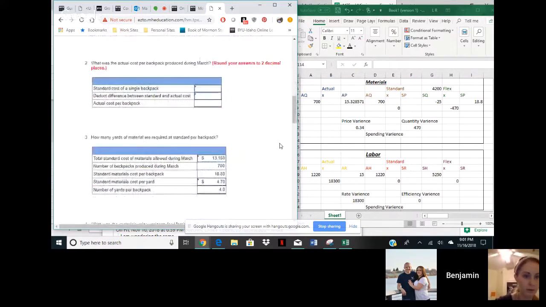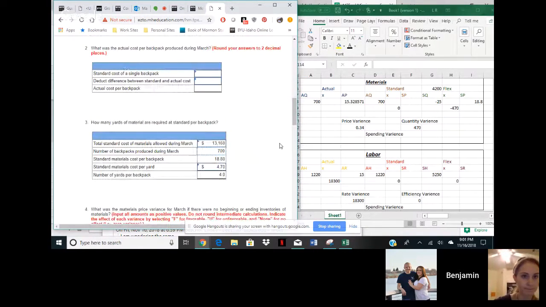Yeah. So if you go down to number 3, we have all the information that you need to fill in that section to get the number of yards per backpack. And I think we have to have that number to figure out a lot of the other parts.